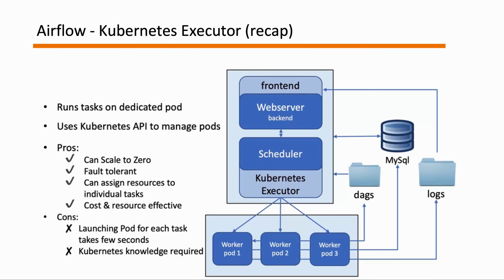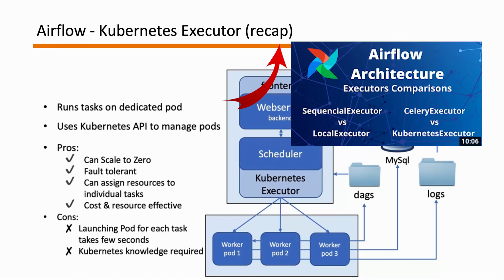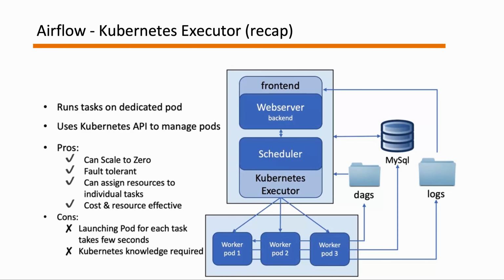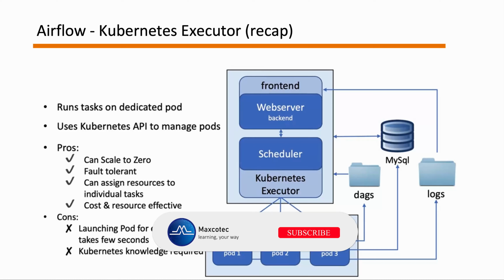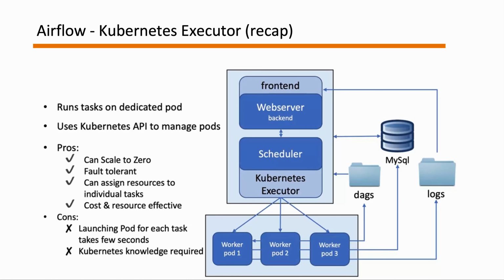We have already seen what advantages Airflow provides when it runs on Kubernetes using the Kubernetes Executor in our previous video. If you have missed it, I would highly recommend you to watch that. The link is at the top right corner, where we talked about the advantages: it can scale down to 0 when there is no task to be executed, so we don't have any additional worker nodes to run. It is fault tolerant because of the nature of how Kubernetes manages these pods. Whenever a pod fails, it automatically spins up a new pod and maintains the desired replicas of that pod within the cluster. We can assign customized resources to the individual tasks, and because of all of that, it is cost and resource efficient.